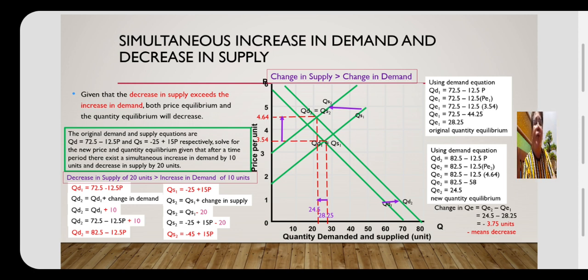So because the decrease in supply exceeds the increase in demand, quantity equilibrium decreases while the price equilibrium increases. Here the new price equilibrium is 4.64. Based on the graph, this 4.64 is the corresponding price level of the intersection point between the new demand curve and the new supply curve. QD2 is equal to QS2.